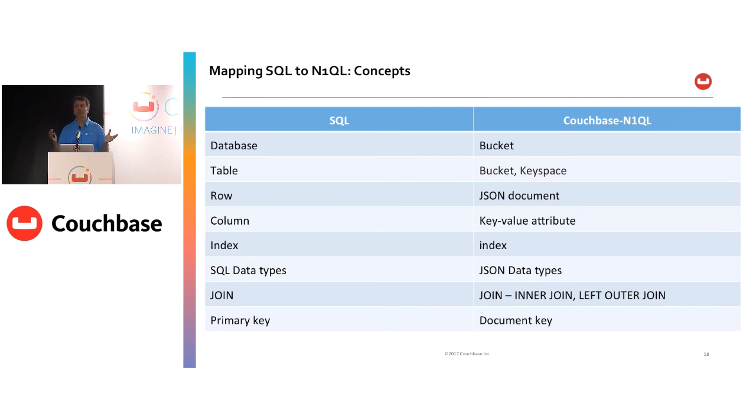Okay. In summary, if you know SQL, how does it map to Couchbase N1QL? Database is a bucket. Table is mapped to bucket. In N1QL, the subset of the bucket we refer to as a keyspace. Row is a JSON document. Column is a key-value attribute pair. Index is an index. SQL supports SQL data types; we support the JSON data type. Joins: SQL has richer join methods with full outer join and left outer join. We have inner and left outer join. Full outer and right outer can be rewritten as inner and left outer. Primary key in SQL is the document key in N1QL.